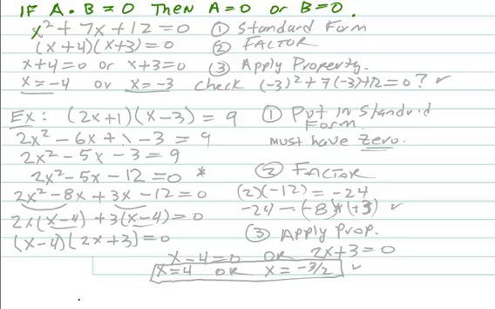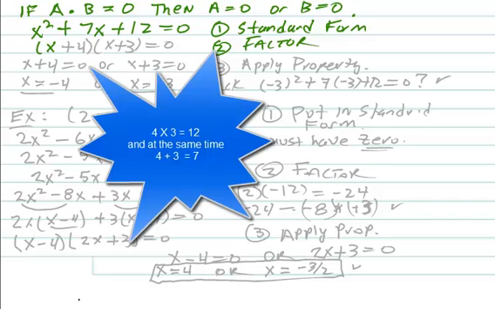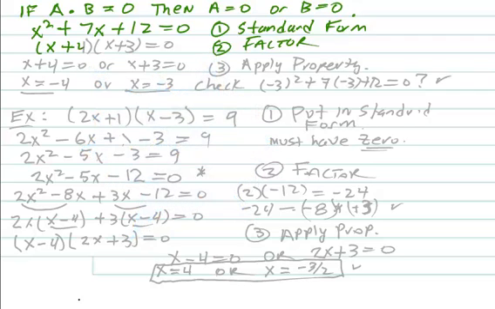For example, x squared plus 7x plus 12 is equal to 0. So standard form would be the first step. The second step is to factor. And when we factor x squared plus 7x plus 12, we ask ourselves, what are the factors of 12 that add together to give you 7? And the answer would be 4 and 3. 4 times 3 is 12, and 4 plus 3 is 7. Therefore, the factoring is x plus 4 times x plus 3 equal to 0.